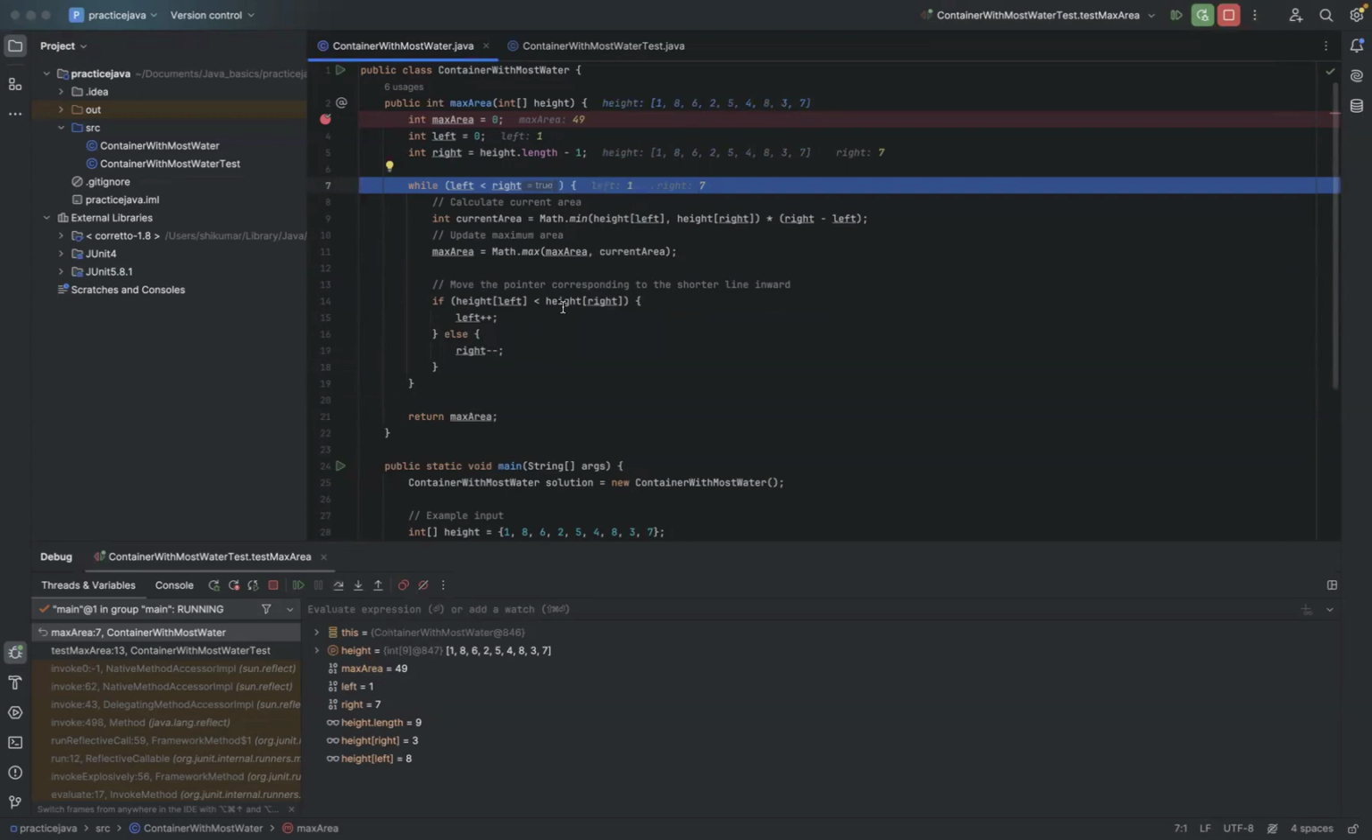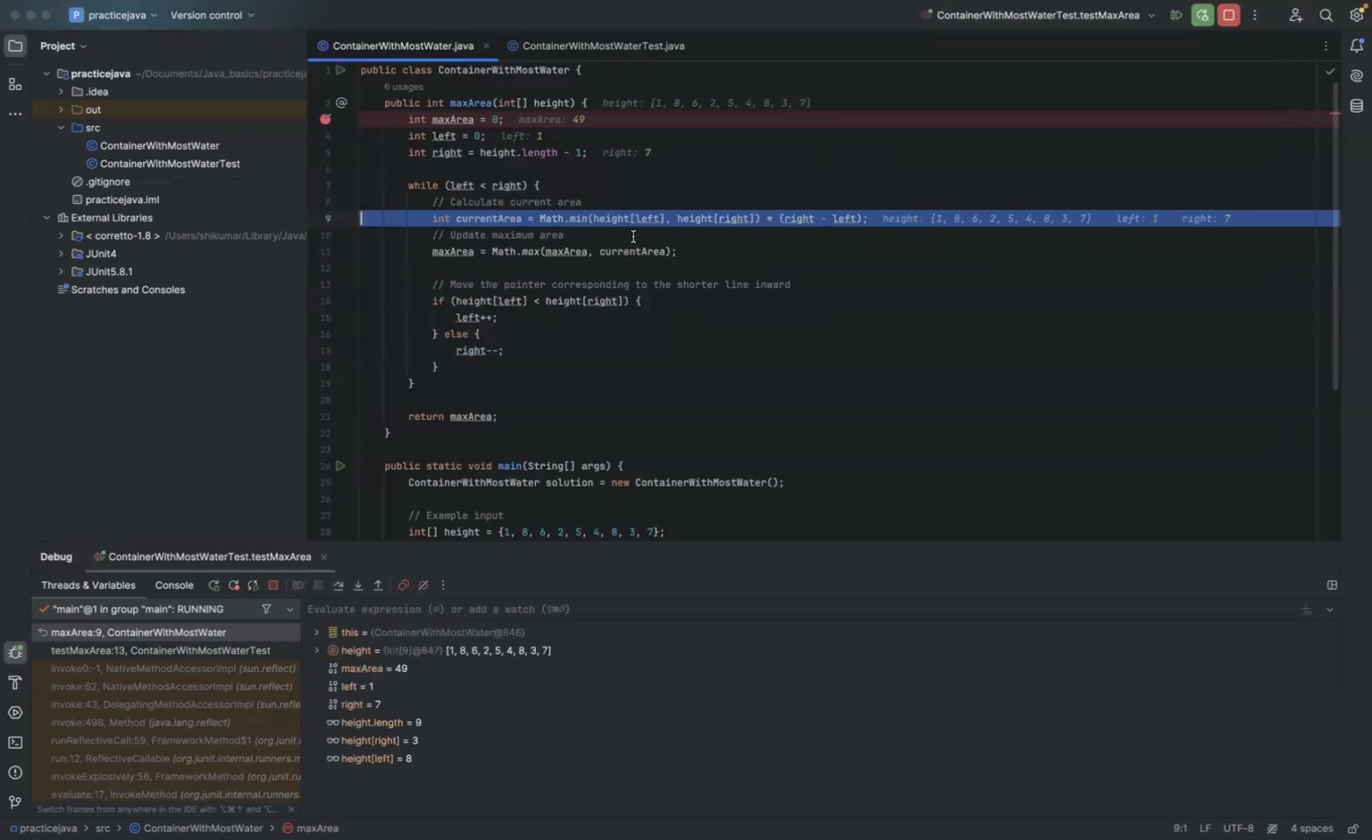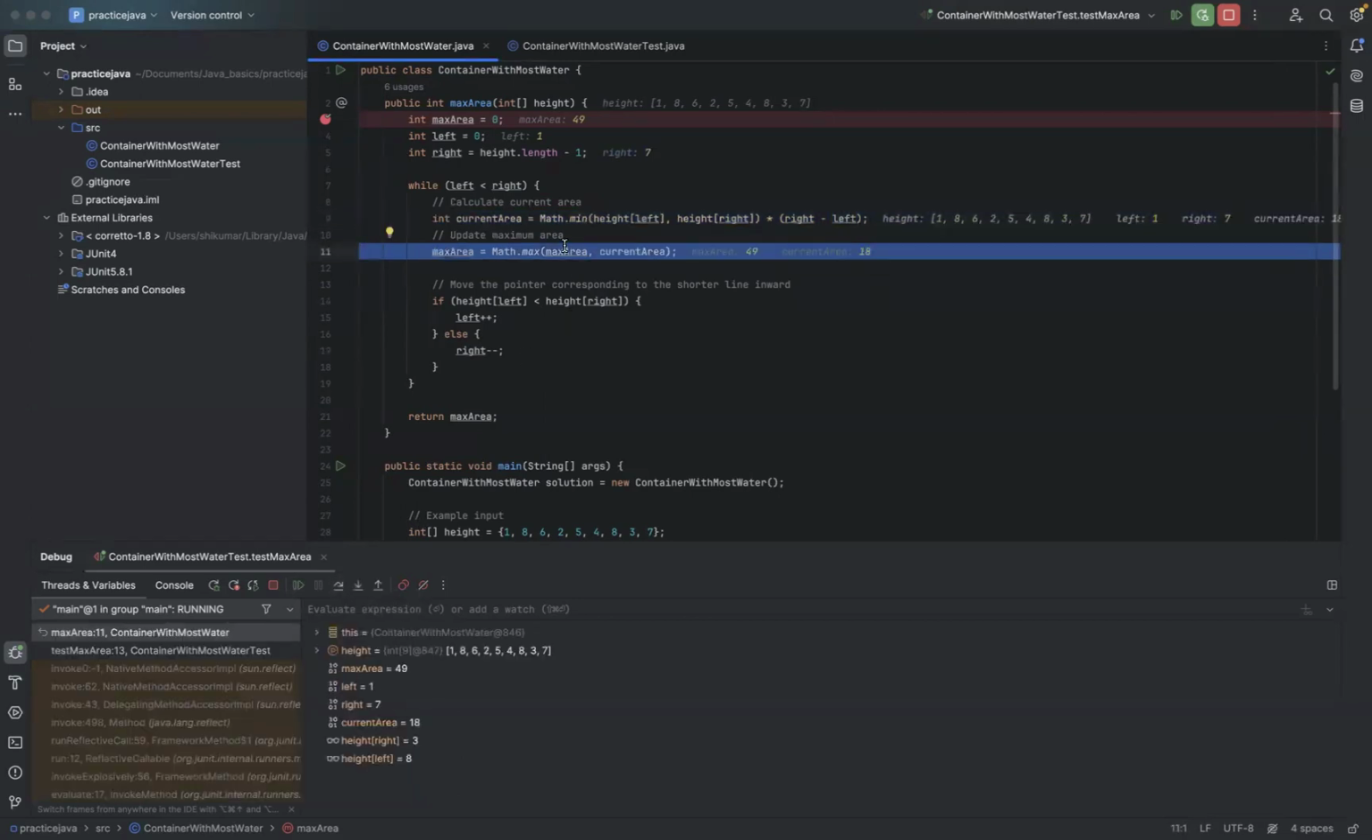Now again we get 8 as left and 3 as right. So what is minimum? 3 is minimum. We will get right minus left, which is 6, okay, 7 minus 1 is 6. 6 times 3 is 18. We will get 18 as the current area. So max area being 49, current area being 18, 49 being maximum, we will not touch max area. We will keep the max area the same.